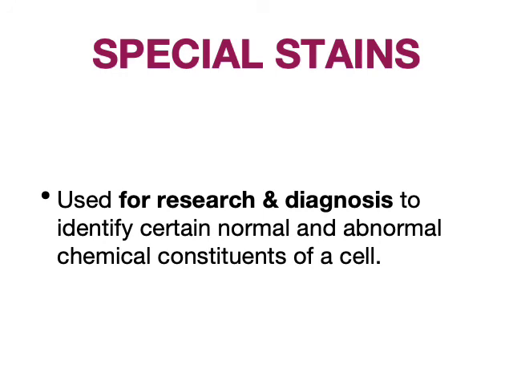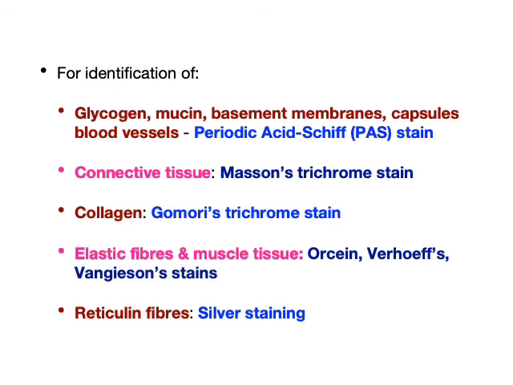So what are those special stains? For identification of glycogen, mucin, basement membranes, capsules, blood vessels, periodic acid Schiff stain is used. For identification of the connective tissue, Masson's trichrome stain is used. For collagen, Gomori's trichrome stain is used. For elastic fibers and muscle tissues, Orcein stain or Verhoeff stain or Van Gieson stain are used.